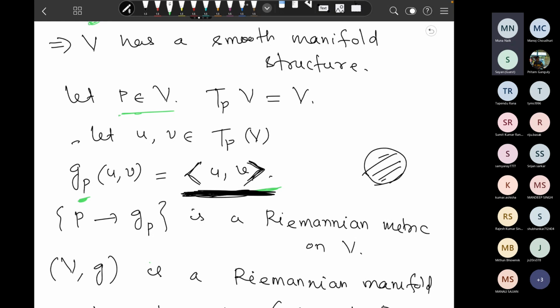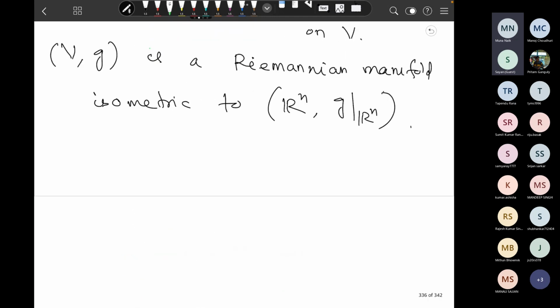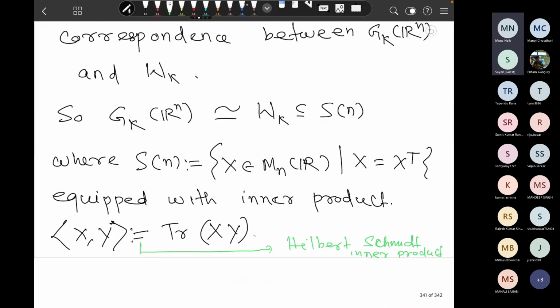If you let P belong to V, TPV is equal to V. Then GP of U, V is equal to the inner product of U and V. This is the Riemannian metric on V. So my point is that any real inner product space is a Riemannian manifold in this way. In that case, WK is a subset of SN. There is an inner product on this SN, the Hilbert-Schmidt inner product, so SN is an inner product space. I am not specifying the Riemannian metric now, because I have specified that already. I am only saying that this is a Riemannian manifold.